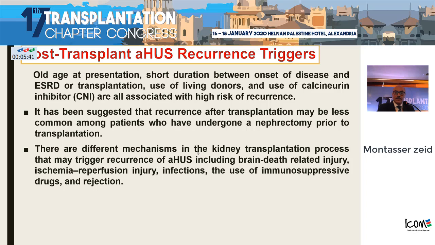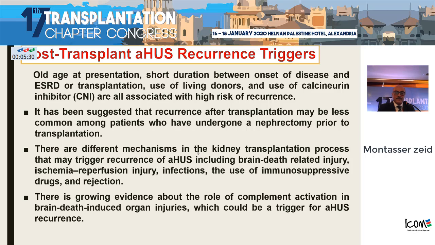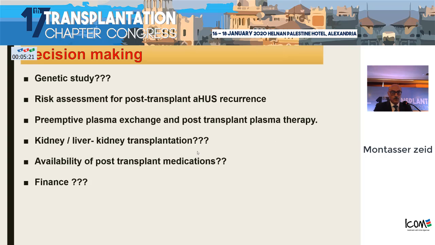There are different mechanisms in the kidney transplantation process that may trigger recurrence after transplantation, including brain death-related injury, ischemia, reperfusion injury, infections, use of immunosuppressive drugs, and rejection. There is growing evidence about the role of complement activation in brain death-induced organ injuries, which could be a trigger for atypical hemolytic uremic syndrome.